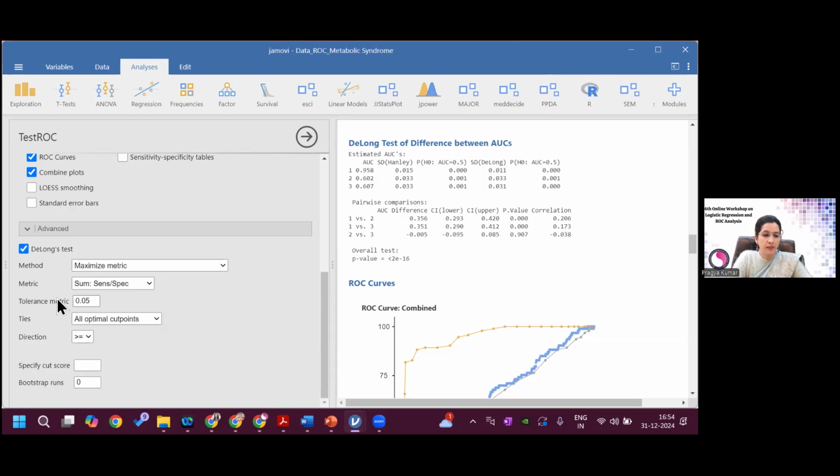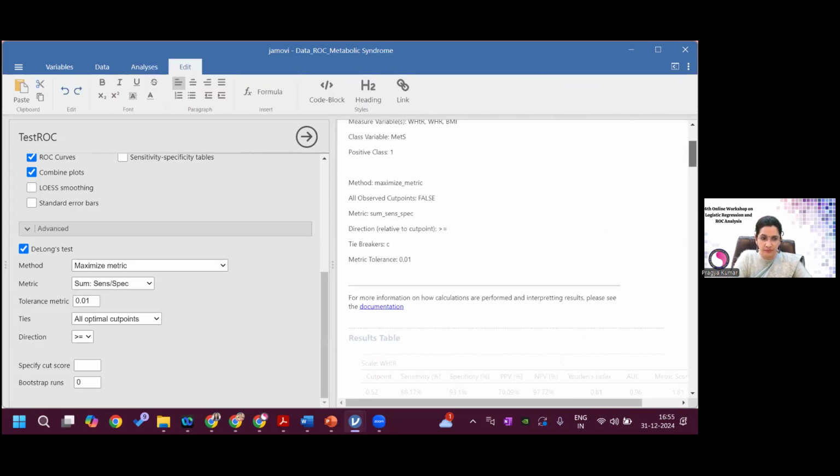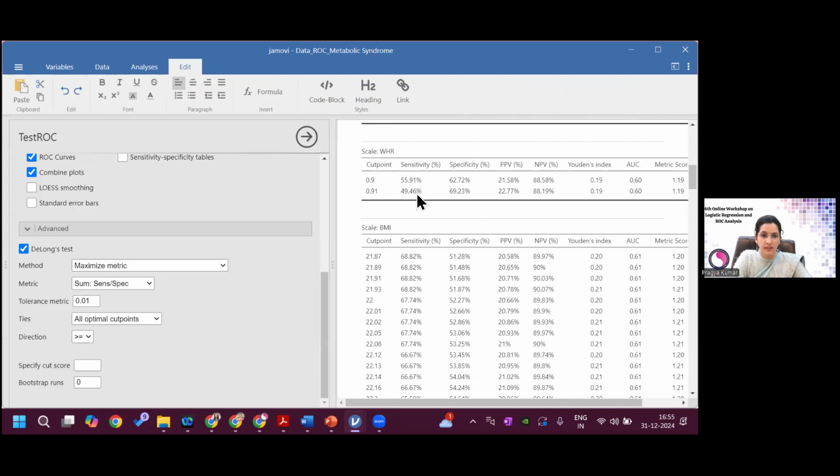The tolerance matrix is not for everyone. Those of you who are interested in advanced topics can understand it, otherwise you can leave this also. Right now it is 0.05. If you decrease it, let's say to 0.01, then these cutoff points will decrease. There were two cutoff points here, and it has decreased.